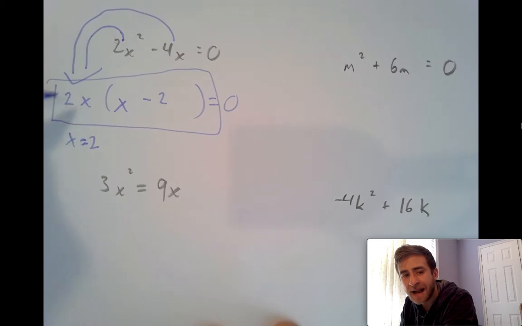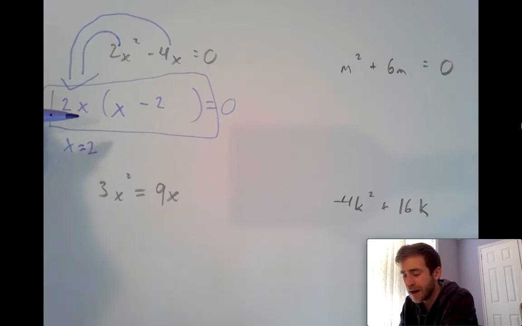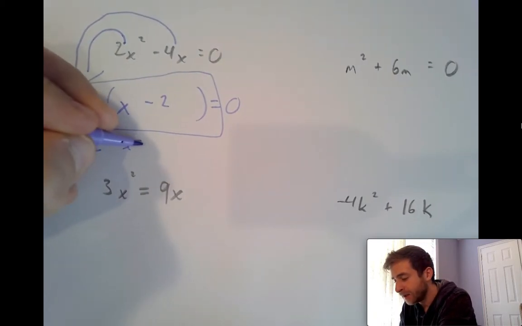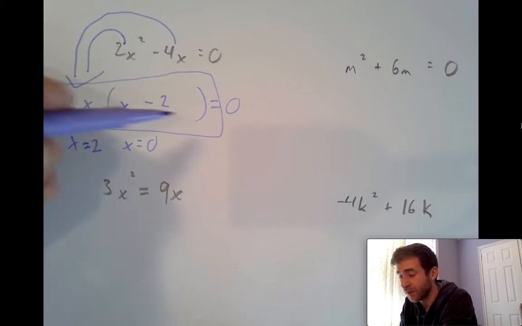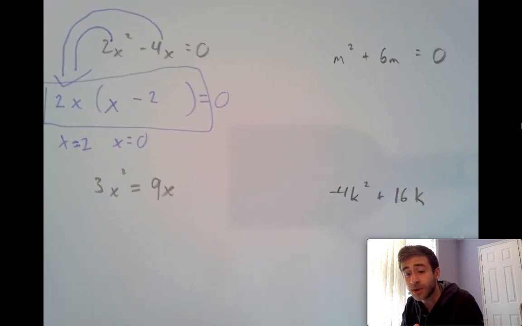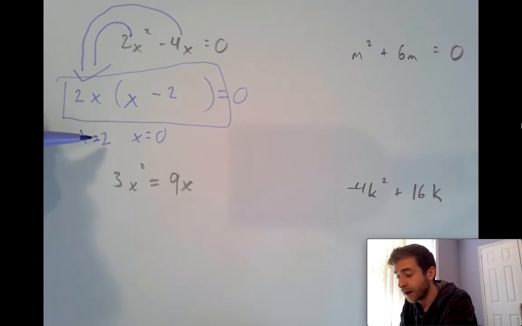And then if I ever have x multiplying times things outside of the parentheses as its own kind of thing, I always know that x could also be 0. Because if I make this 0 over here, 2 times 0 is 0. 0 times whatever happens in the parentheses is going to be 0. That will work. So the solutions over here are going to be x equals 2 or x equals 0.